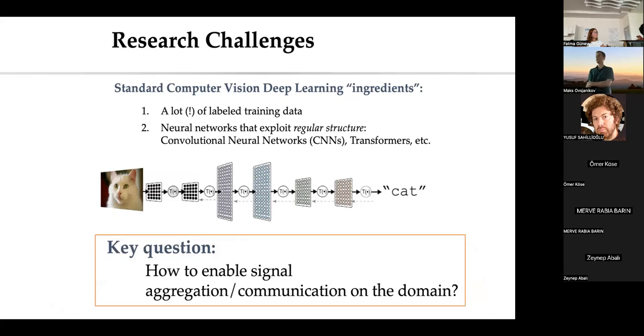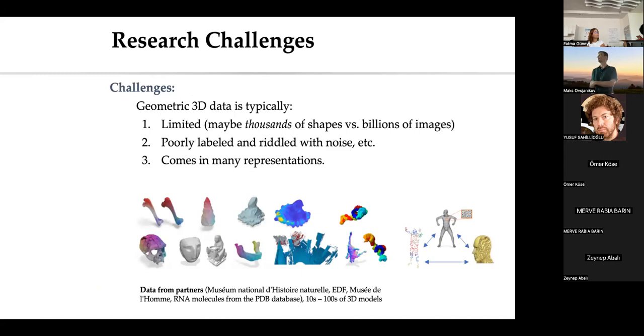Now, the key question in this domain is how to enable signal aggregation and communication on this domain, right? For example, in an image, we aggregate information by having a sequence of convolutional layers, let's say in the standard approach. And this allows us to have communication within the image across different pixels. And the key question is, if you go to a different representation like 3D, how do you do the same, right?